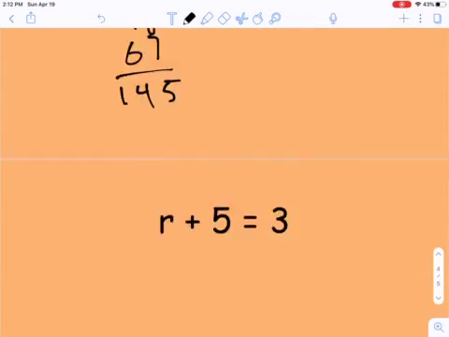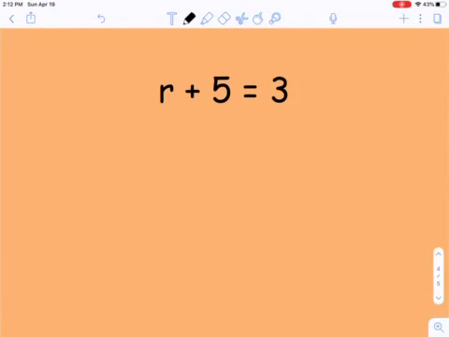All right, let's try another one. R plus 5 equals 3. All right, so with these problems, it's the same thing. We're going to set up our fence, and we're going to try and get r by itself. So we're going to subtract 5 from both sides. And this is where I can start to see people who aren't comfortable with positive and negative numbers start to get confused. And then weird things start to happen, like they'll get 8 or they'll get 2 or something weird's happening.